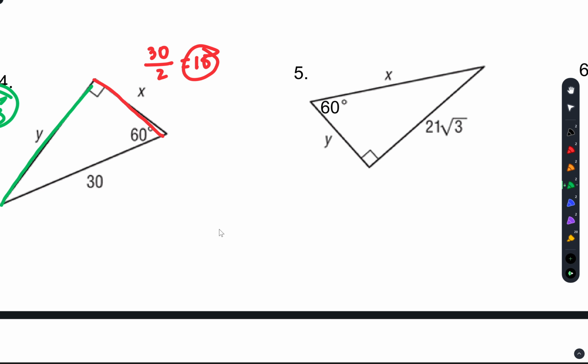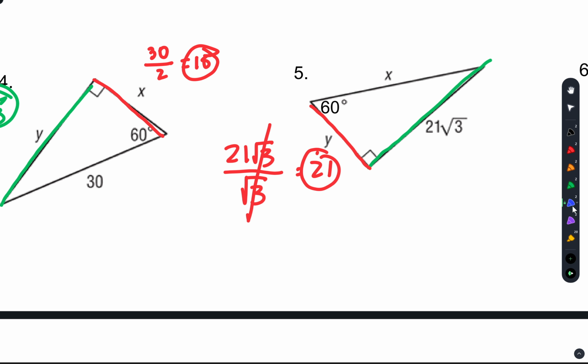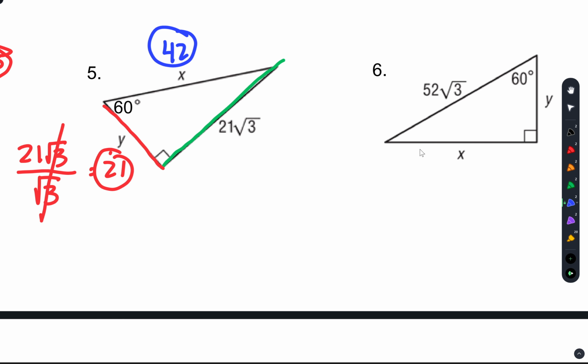Number 5, I'm starting with the long leg. So the first thing I need to do is get that short leg. What's the short leg here? Casper? It is 21. We take 21 radical 3. We're going backwards, so I'm dividing by that radical 3, and they cancel out. So that's just 21. So x, double it, 42. Amazing.